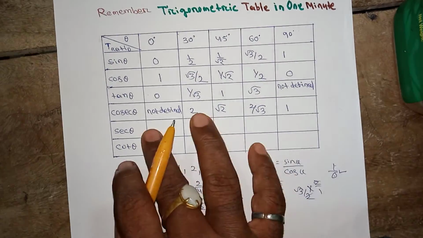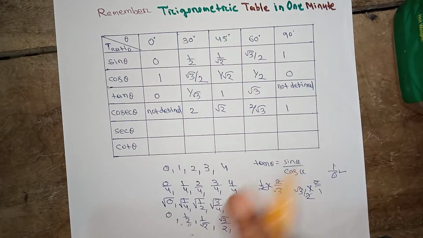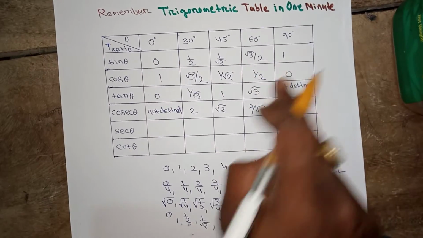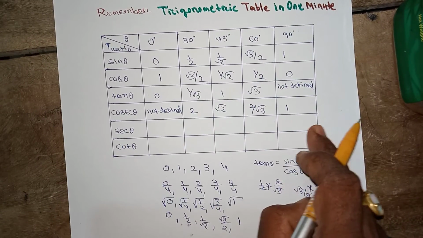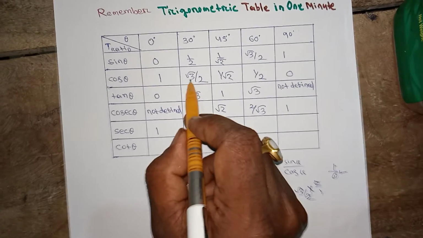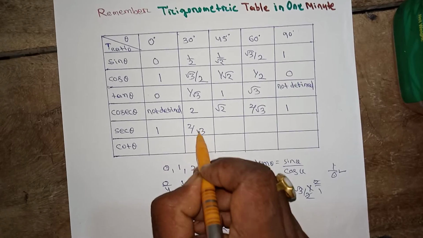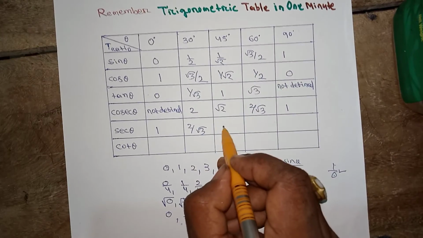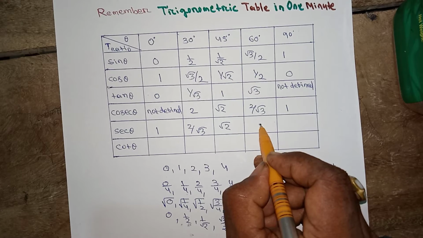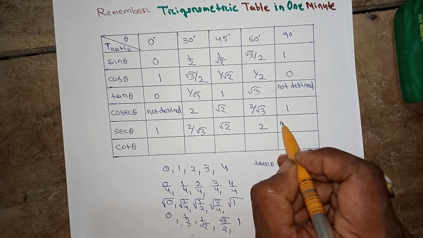And sec theta is the reciprocal of cos theta. So write the reciprocal value of cos theta, you will get the value of sec theta. Reciprocal of 1, 1. Reciprocal of root 3 by 2 equal to 2 by root 3. Reciprocal of 1 by root 2 equal to root 2. Reciprocal of 1 by 2, only 2. Reciprocal of 0 not defined.